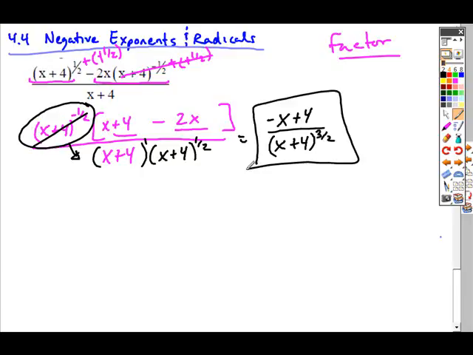So once again, you do need to go back, double check, make sure you've taken care of any domain restrictions that aren't apparent in this simplified form, and there are none. So this is your solution, which is the same as the last thing.